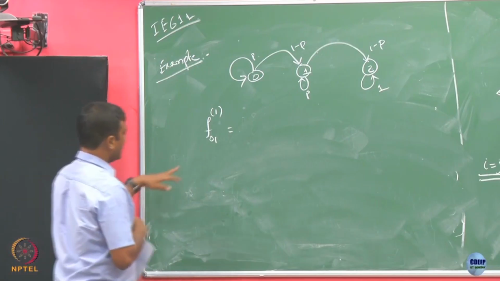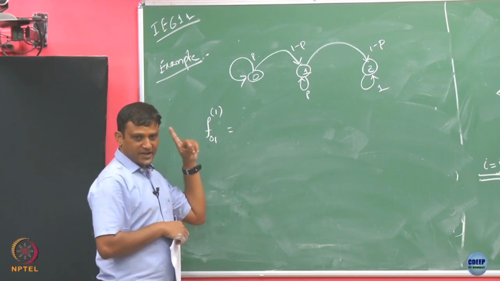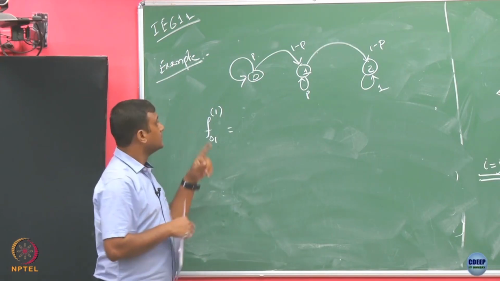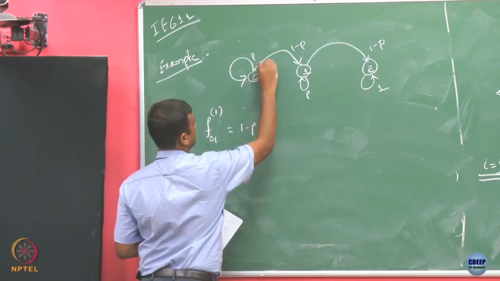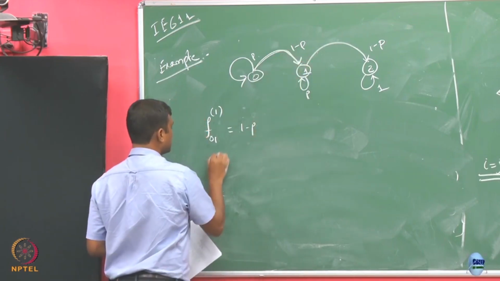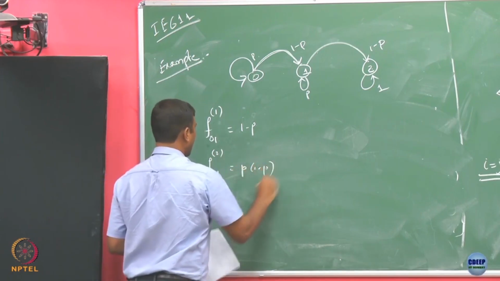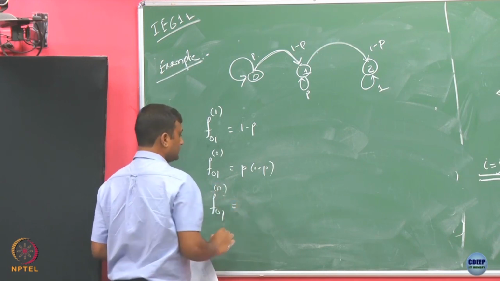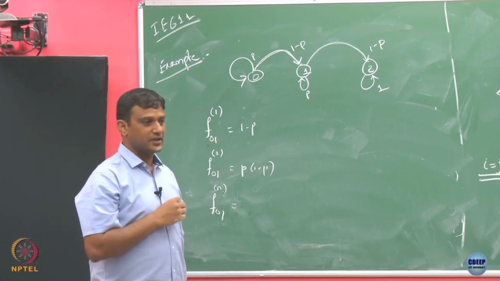So what does this say? That I start from state 0 and I hit state 1 in one step. What is this probability? That is going to be 1 minus p. So this is the only path, the first time. And now if I want to do it in 2 steps, it is p times (1 minus p), and if I want to do it in n steps, p to the power n or p to the power n minus 1.